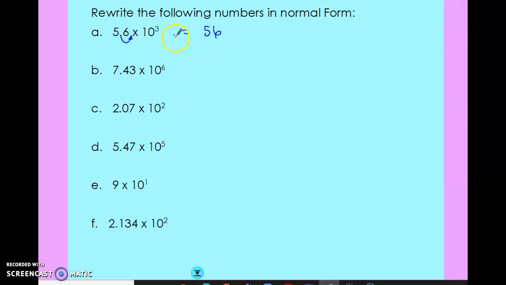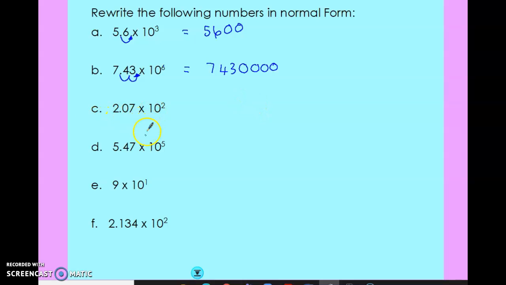So that gives me 56. I had 3 chances to move my decimal point. I've got 2 left, so I add them in with zeros. Next one, 7.43 times 10 to the power of 6. Here, 1, 2 spaces to get rid of my decimal point, and that gives me 743. I've used up 2, I had 6, so add in my 4 zeros.